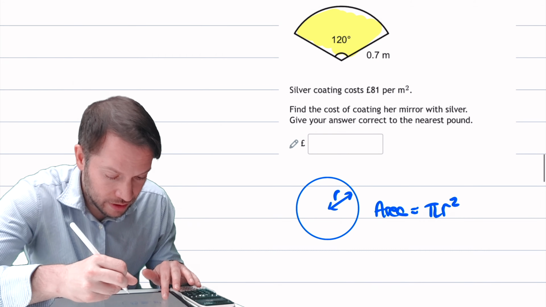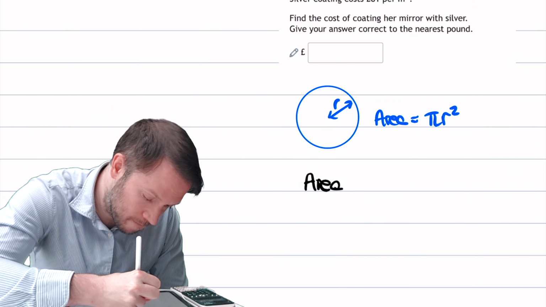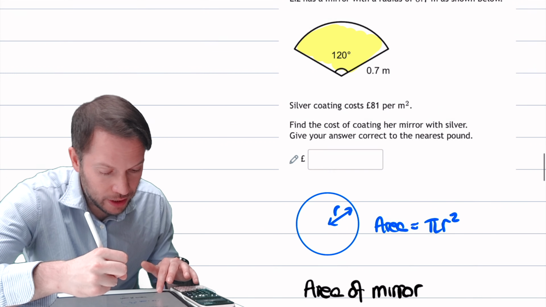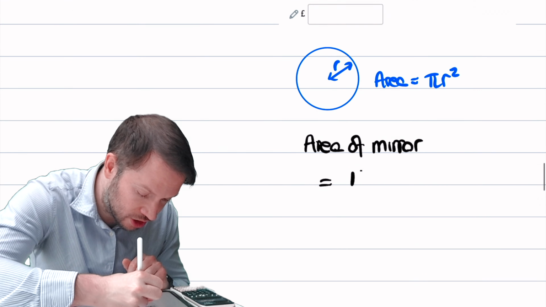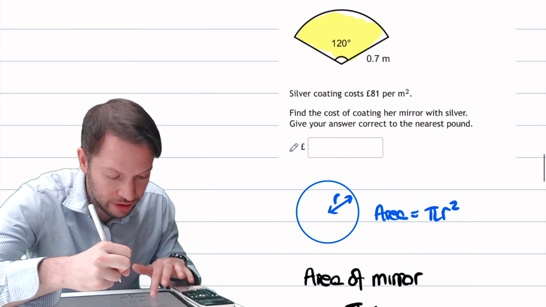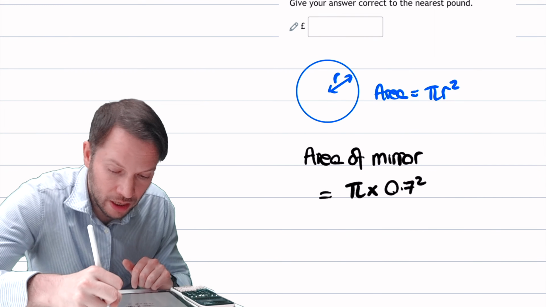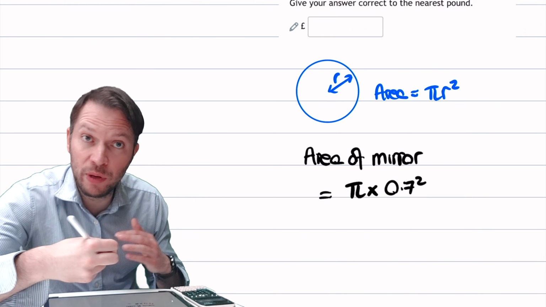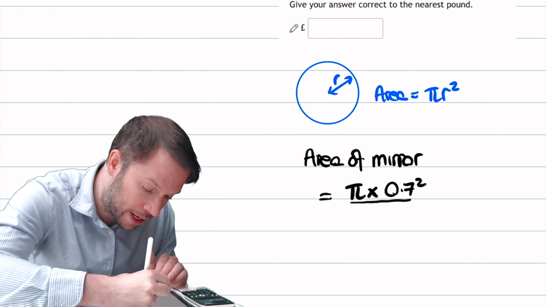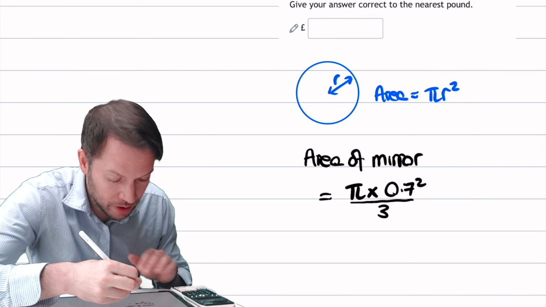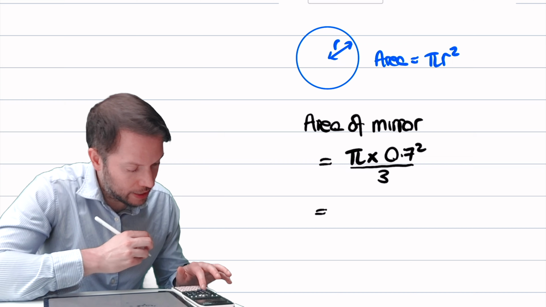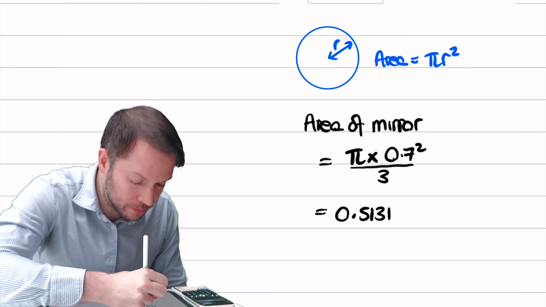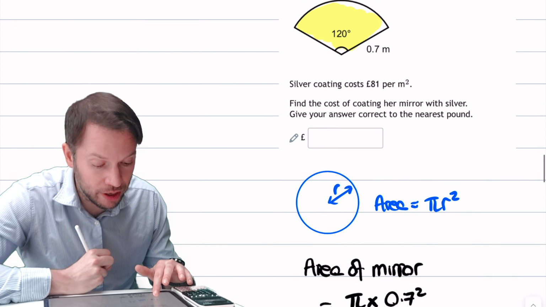So let's do that. The area of the mirror is going to be, if we start with the area of the full circle, pi times the radius squared. The radius is 0.7, so 0.7 squared. Remember, when these things are next to each other in algebra, it means you times them together. So it's pi times the radius squared. We want a third of that, so we divide by 3, or times by a third, which is the same thing. And that area as a decimal is 0.5131 meters squared.